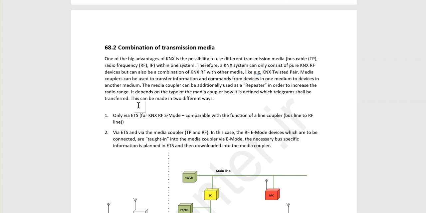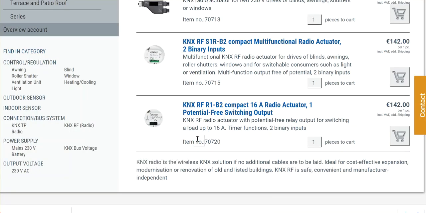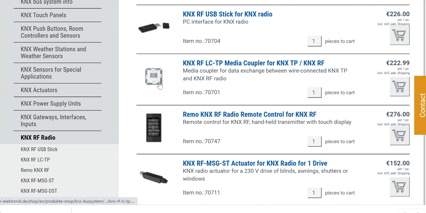Okay, combination of transmission media. One of the big advantages of KNX is the possibility to use different transmission media, TP, RF, IP, in one system. Therefore, a KNX system can consist of pure KNX RF devices, but can also be a combination of KNX RF with other media like KNX twisted pair. Okay, so here it can be used as a pure KNX RF or in combination with TP when you use a media coupler. So in Elsner Electronic, the media coupler is this one, the KNX RF L3TP media coupler.